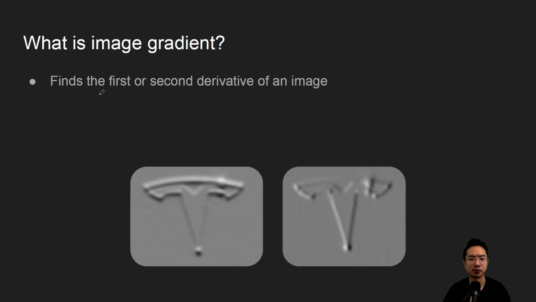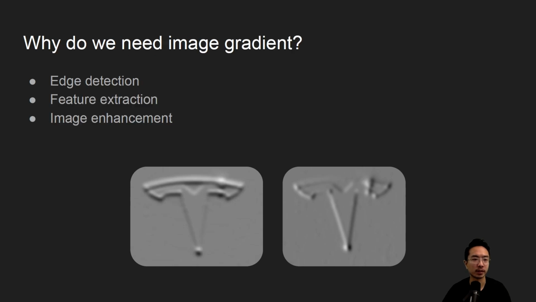Okay, so what is image gradient? The idea is to find the first or second derivative of an image, and we'll see how that works. Why do we need it? It's good for things like edge detection, feature extraction, and also image enhancement. Sometimes you have an image and there are parts of the image you want to identify. This is good for those applications.